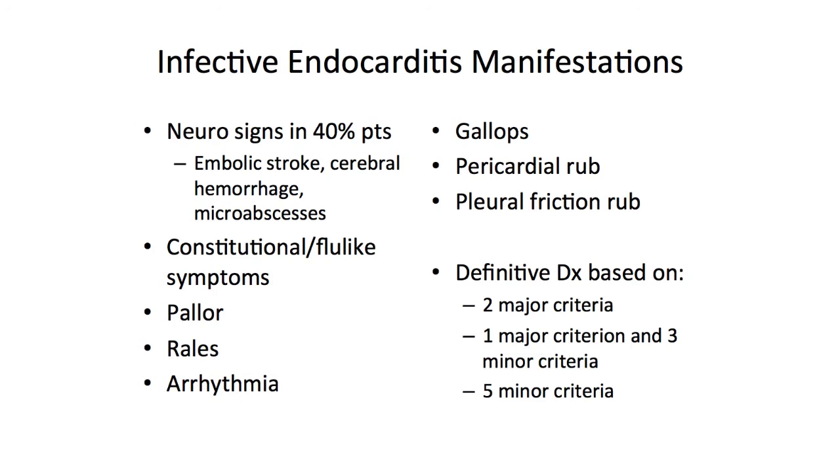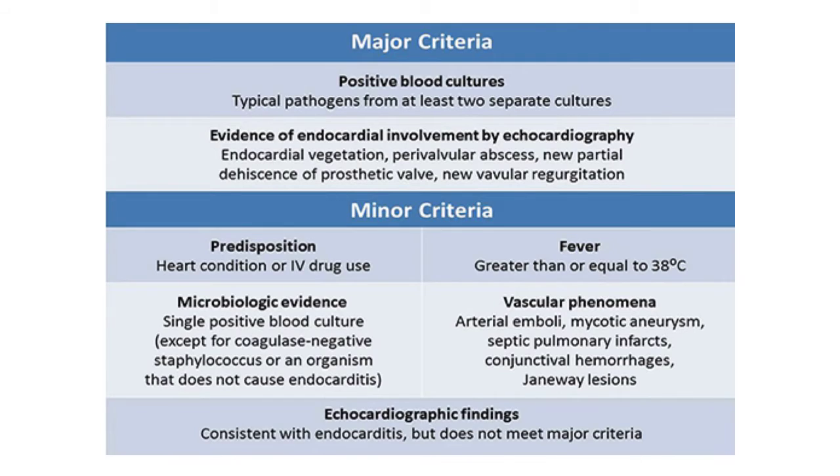Definitive diagnosis is based on 2 major criteria, or 1 major criterion and 3 minor criteria, or 5 minor criteria. Here's a table showing those criteria. The major criteria includes positive blood cultures, or evidence of endocardial involvement by echocardiography. The minor criteria includes predisposition, either with a heart condition or IV drug use, a low-grade fever, microbiologic evidence, vascular phenomena, and echocardiographic findings.